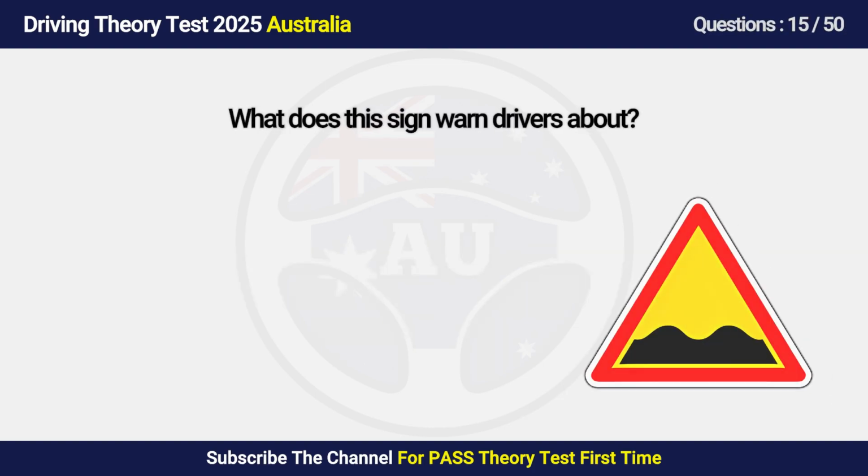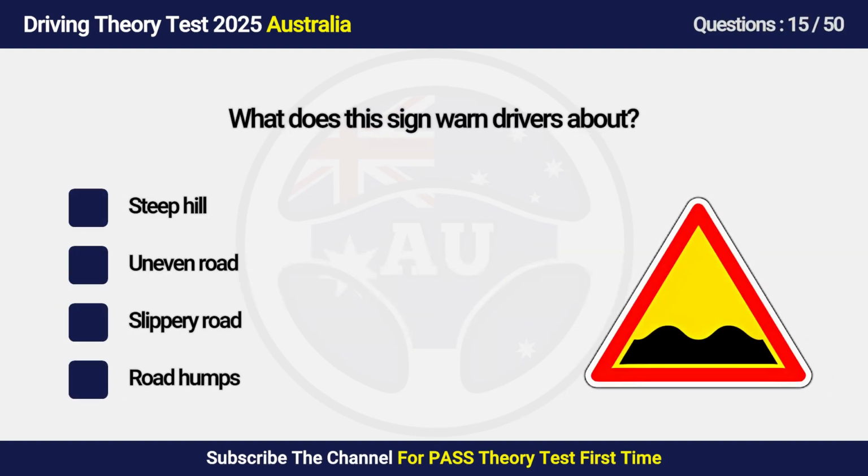Question 15. What does this sign warn drivers about? A. Steep hill. B. Uneven road. C. Slippery road. D. Road humps.